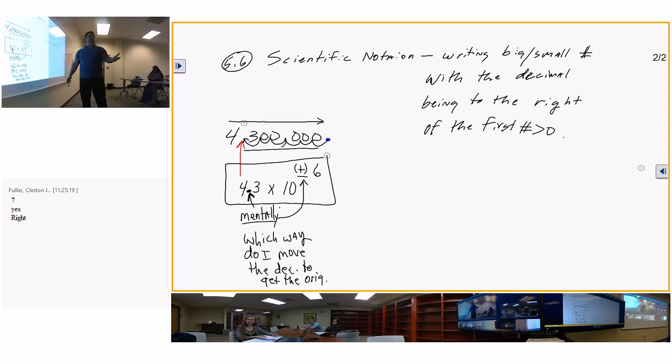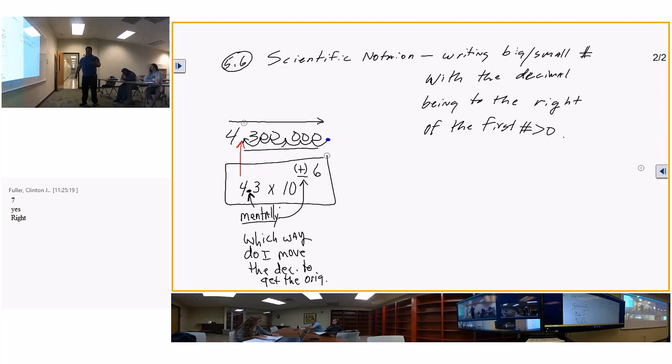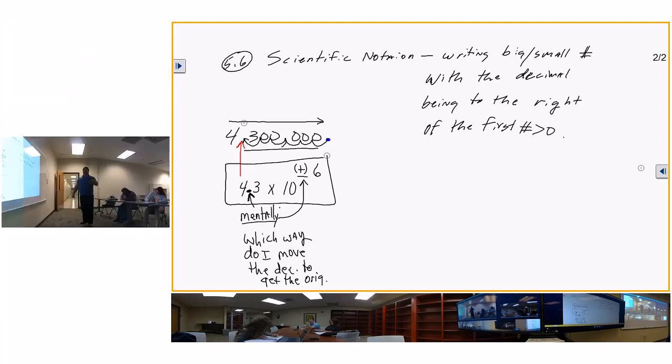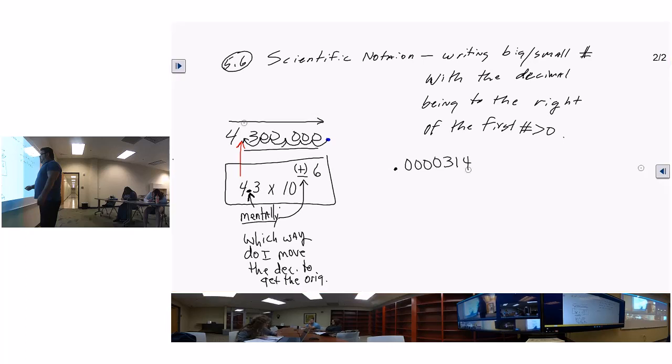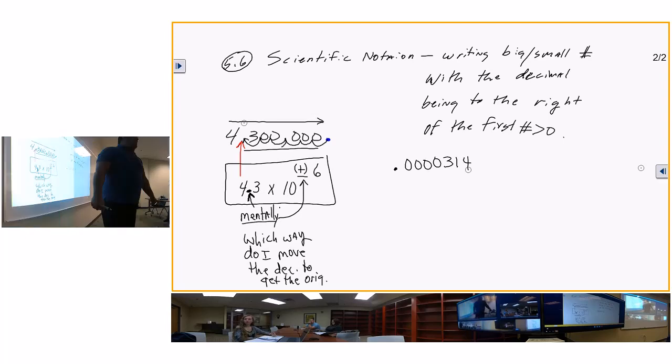Now again, 95% of you should not have a problem with this, but if you have been taught, oh, if it's always a big number, you move positive, if it's always a little number, it's going to be negative, then you might have some problems with the word problems. So just try to have an open mind, and I'm going to give you a very small number now. Very small number is 0.0000314. Now that is a very, very small number.